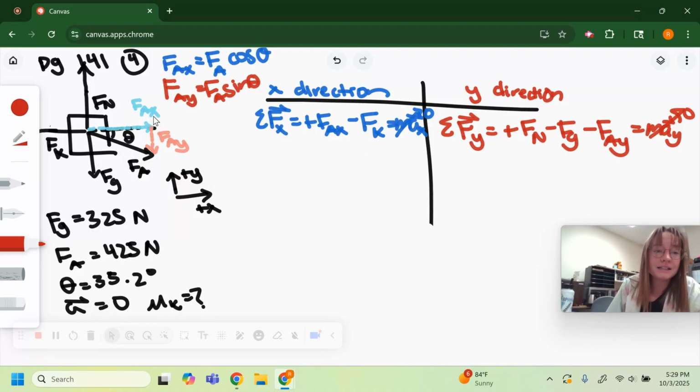And that is all for today, folks. Today we looked at how to solve problems with two-dimensional force vectors. So, yeah, that's pretty much it. I really don't have anything more for you.